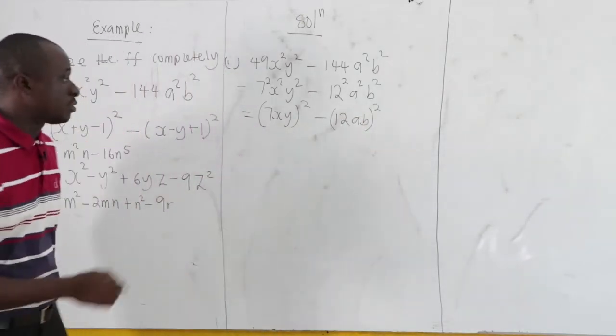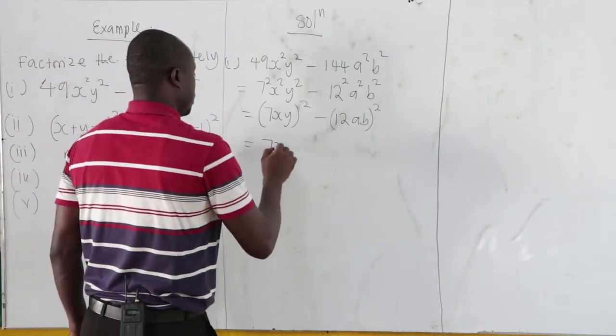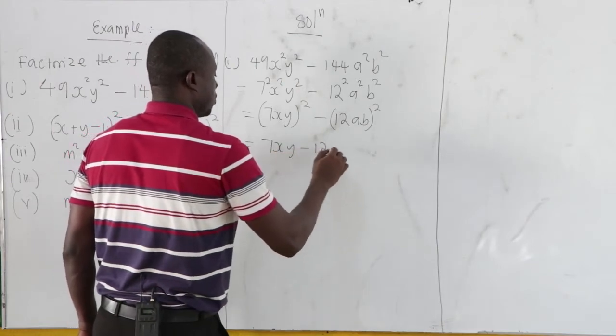So difference of two squares. This is just (7xy − 12ab)(7xy + 12ab).